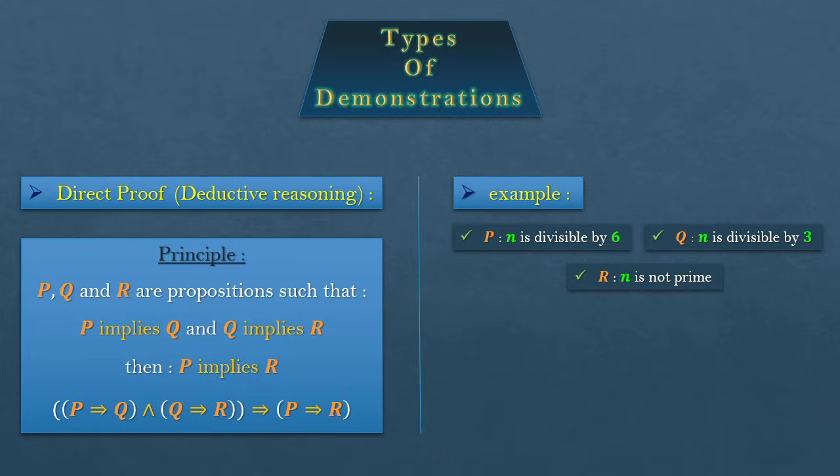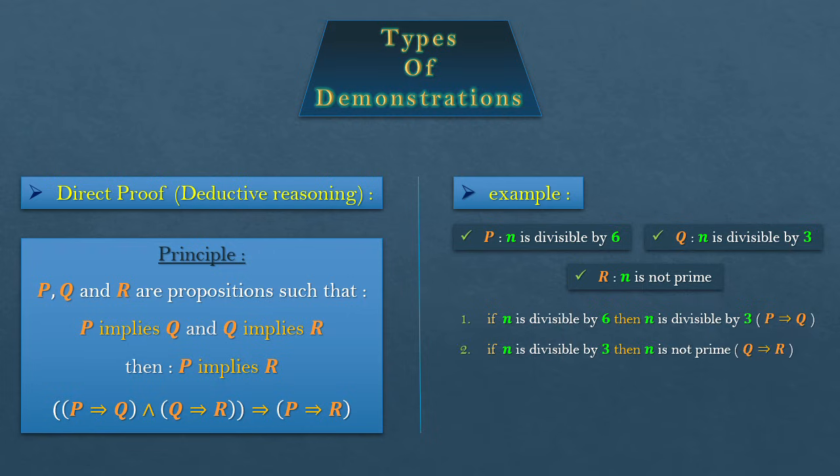Another example is that if the proposition P states that the number n is divisible by 6, and the proposition Q states that the number n is divisible by 3, and the proposition R states that the number n is not a prime number, then we would have the first implication, which is if the number n is divisible by 6, then the number n is divisible by 3, and the second implication, which is if the number n is divisible by 3, then the number n is not a prime number, which allows us to assume directly that if the number n is divisible by 6, then the number n is not a prime number. And once again, we have deduced the implication P implies R from a conjunction of the 2 implications, P implies Q and Q implies R.